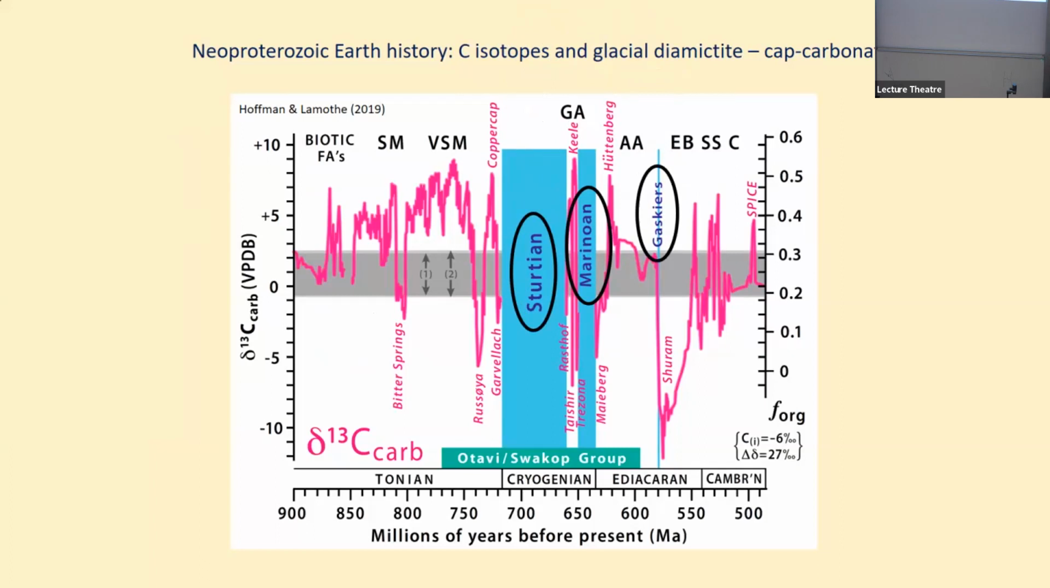And I'm going to highlight one because I'll come back to it towards the end, what is known as the Shuram. This is the deepest negative carbonate-carbon isotope excursion in Earth history. In 4 billion years, there is nothing as deep and extensive as this. It goes down to -10, -12 per mil carbon isotopes.